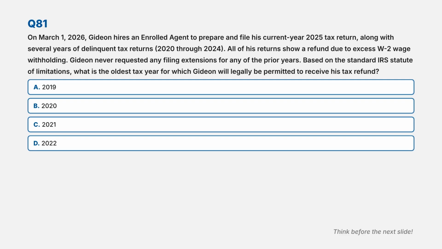All of his returns show a refund due to excess W-2 wage withholding. Gideon never requested any filing extensions for any of the prior years. Based on the standard IRS Statute of Limitations, what is the oldest tax year for which Gideon will legally be permitted to receive his tax refund? A 2019, B 2020, C 2021, D 2022.